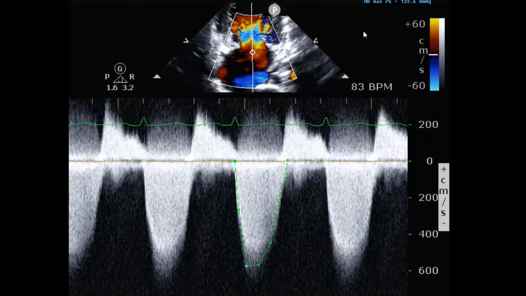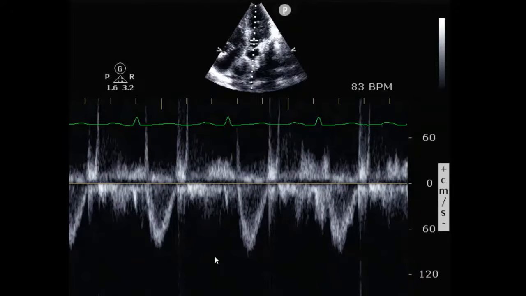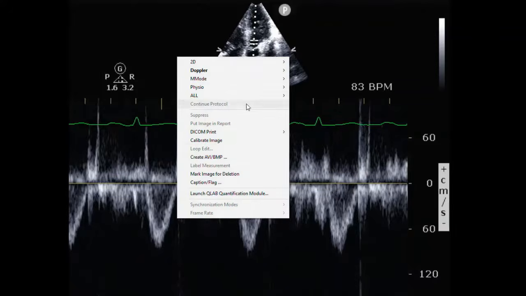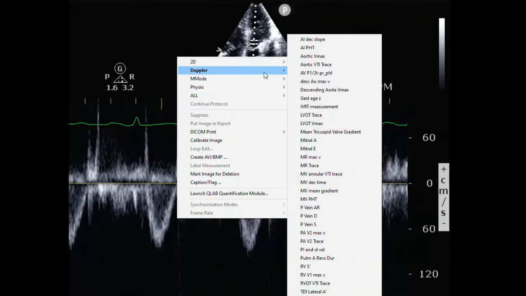The next measurement we're going to get is the VTI of the PW across the LVOT. The reason we need to do this is to calculate the stroke volume so that we can eventually calculate the mitral regurgitant volume. So in order to calculate the stroke volume, we need two pieces of information. First is the VTI here of the LVOT.